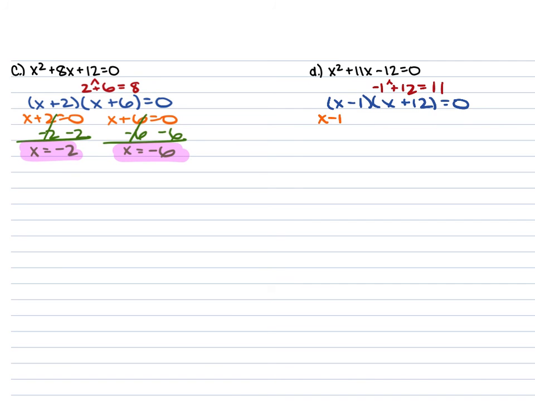The x minus 1 gets set equal to 0. The x plus 12 gets set equal to 0. And we solve for both of them. So add your 1 to each side. You get x is equal to positive 1. Subtract your 12 from each side, we get x is equal to negative 12.